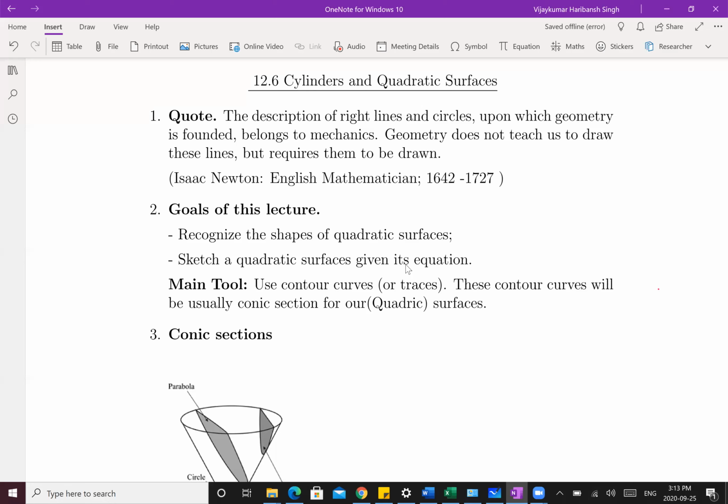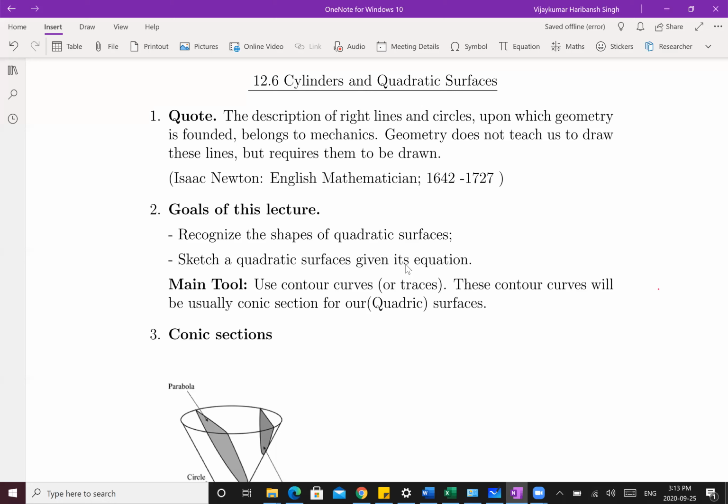So let's start with this quote by Isaac Newton, who needs no introduction really. The description of right lines and circles upon which geometry is founded belongs to mechanics. Geometry does not teach us to draw these lines, but requires them to be drawn.